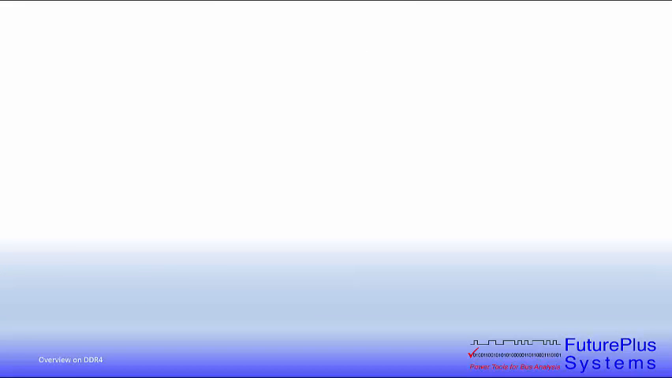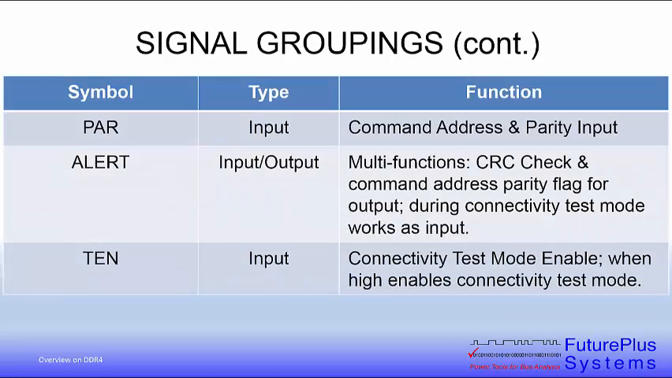PAR means the command address and parity input. DDR4 supports even parity check. Alert has multiple functions: CRC error flag and command address parity flag as an output.